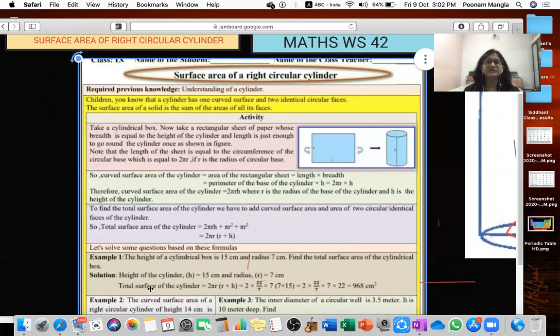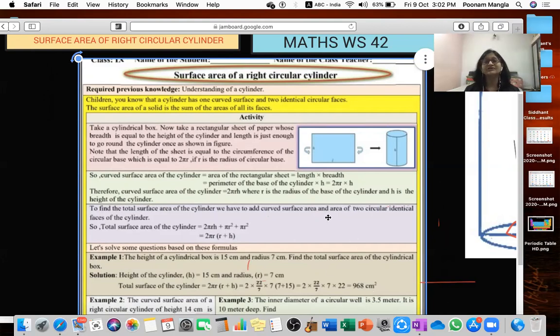Then the total surface area of the cylinder is, according to the formula, 2 pi r multiplied by r plus h. Here we replace pi by 22 upon 7. So we write 2 multiplied by 22 upon 7 multiplied by 7. In the bracket we write 7 plus 15, which comes out to be 2 multiplied by 22 upon 7 into 7 into 22. That comes out to be the answer, 968 square centimeter.